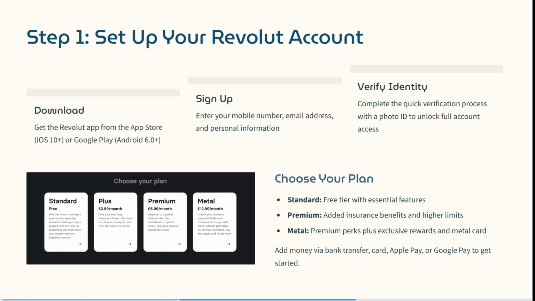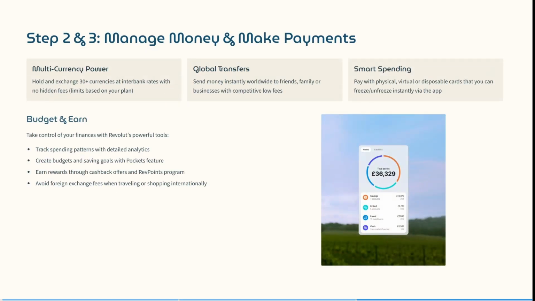The next thing is to choose your plan between the standard, premium, and the metal, and then add money via bank transfer, card, Apple Pay, Google Pay, any one of these options to actually get started. The last thing over here is after steps 2 and 3, you can manage your money and you can make payments.